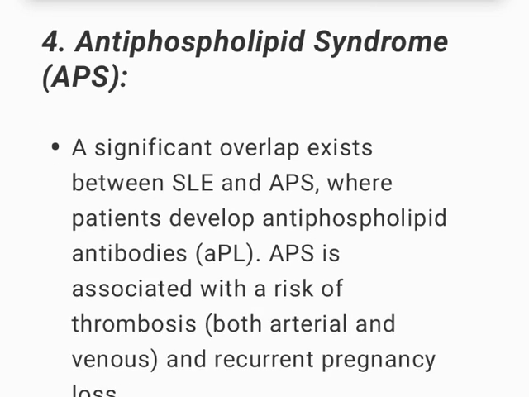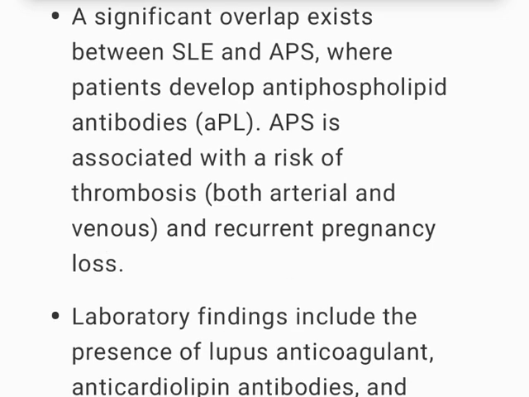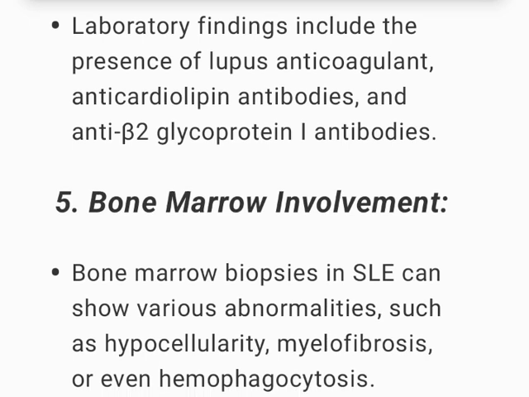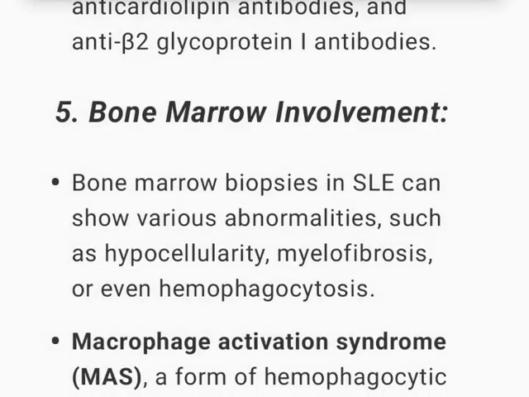4. Antiphospholipid syndrome, APS. A significant overlap exists between SLE and APS, where patients develop antiphospholipid antibodies, APL. APS is associated with a risk of thrombosis, both arterial and venous, and recurrent pregnancy loss. Laboratory findings include the presence of lupus anticoagulant, anticardiolipin antibodies, and anti-beta-2 glycoprotein 1 antibodies.